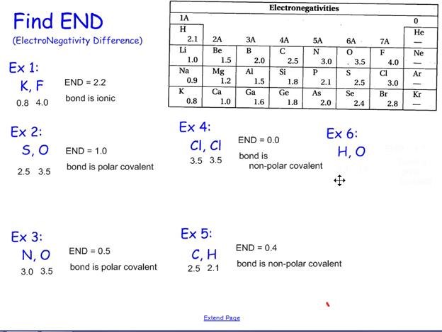Our last example is the bond between hydrogen at 2.1 and oxygen at 3.5. The difference here is 1.7, and that classifies this type of bond as a polar covalent bond. So this bond between oxygen and hydrogen is even more polar than the bond between sulfur and oxygen, which is more polar than the bond between nitrogen and oxygen.